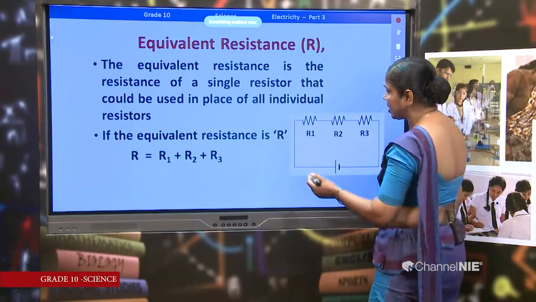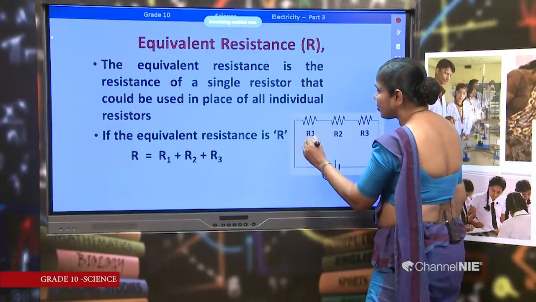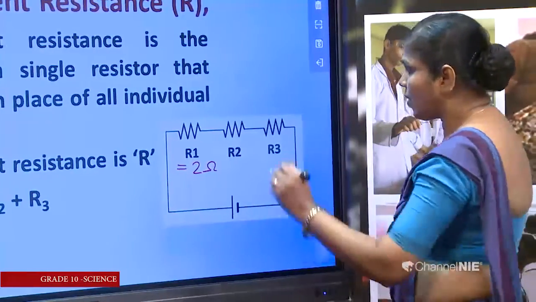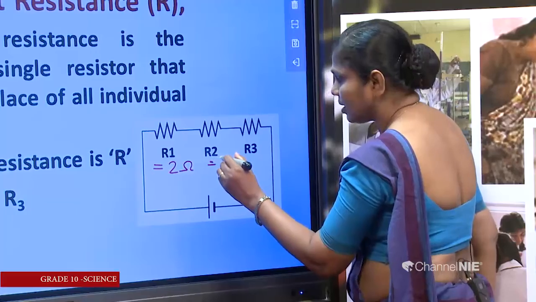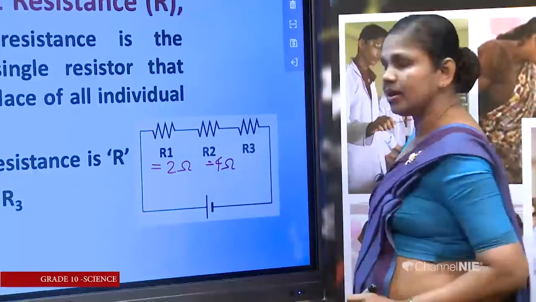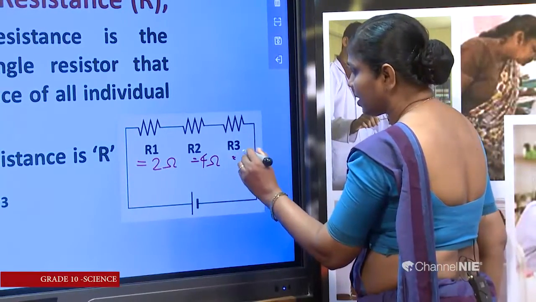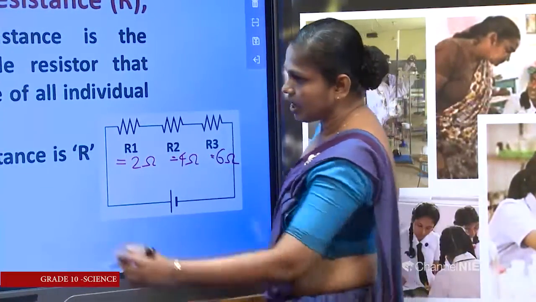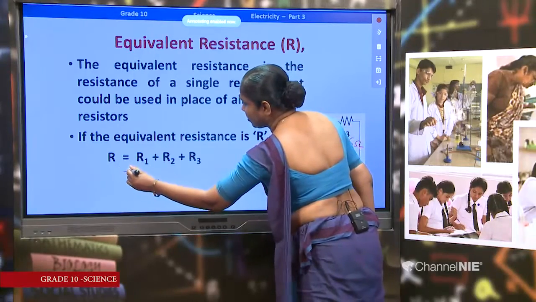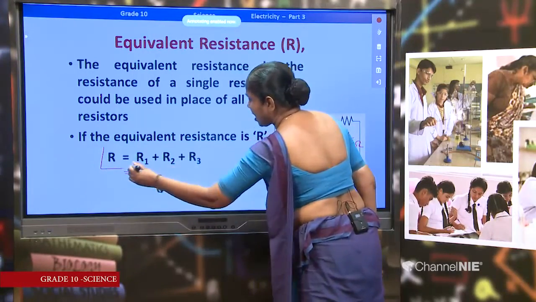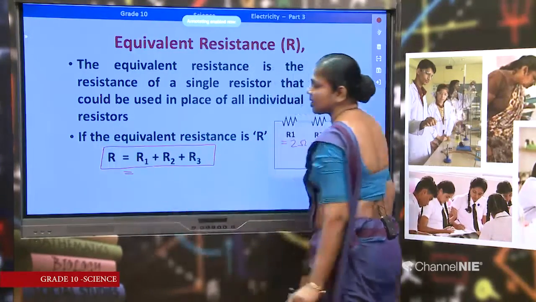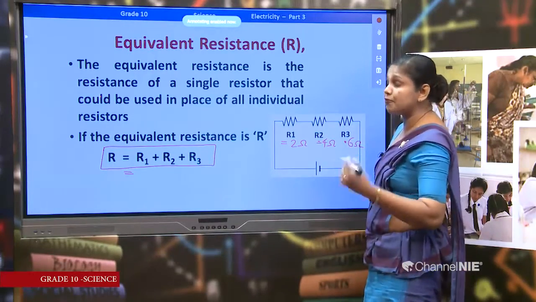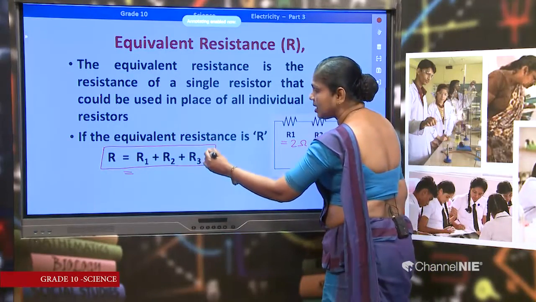Did you understand, children? Suppose the value of R1 is 2 ohm, the value of R2 is 4 ohm and the value of R3 is 6 ohm. Then what is the equivalent resistance? Equivalent resistance R equals R1 plus R2 plus R3. If there is one more resistor called R4, then you can put plus R4 too.